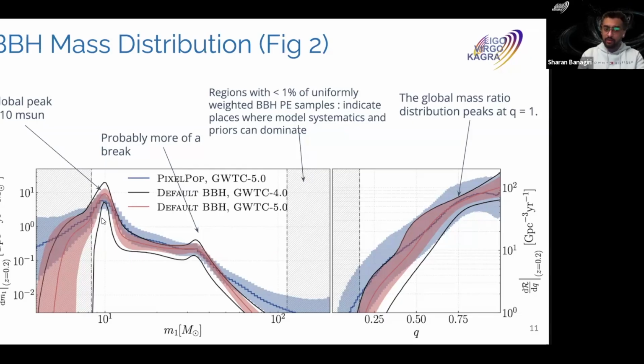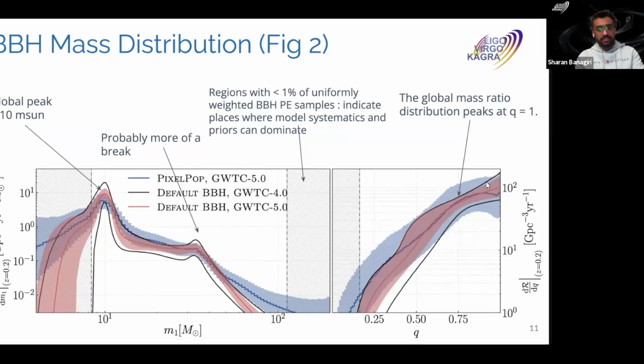Understanding why we have so many black holes at 10 solar masses can be quite interesting, and we'll get deeper into this as the talk goes on, in later parts of the talk, I mean. The other feature is this 35 solar mass feature, which with previous data sets, we recovered more as a peak at 35. But with GWTC 5, it is looking more like it could be a change in slope rather than a peak.